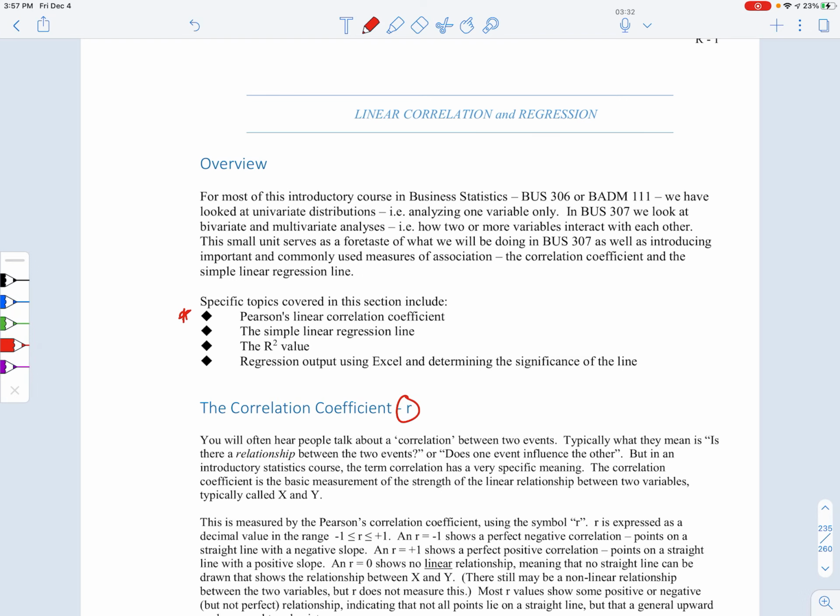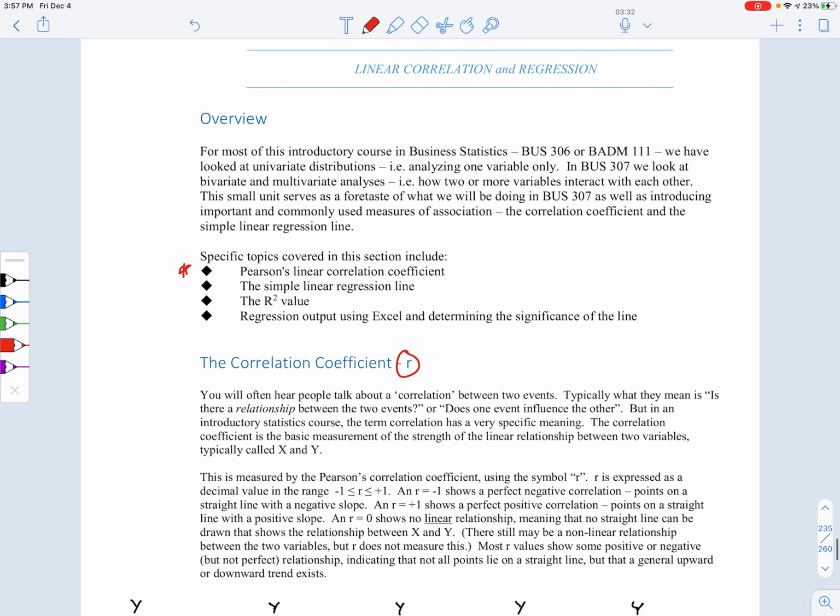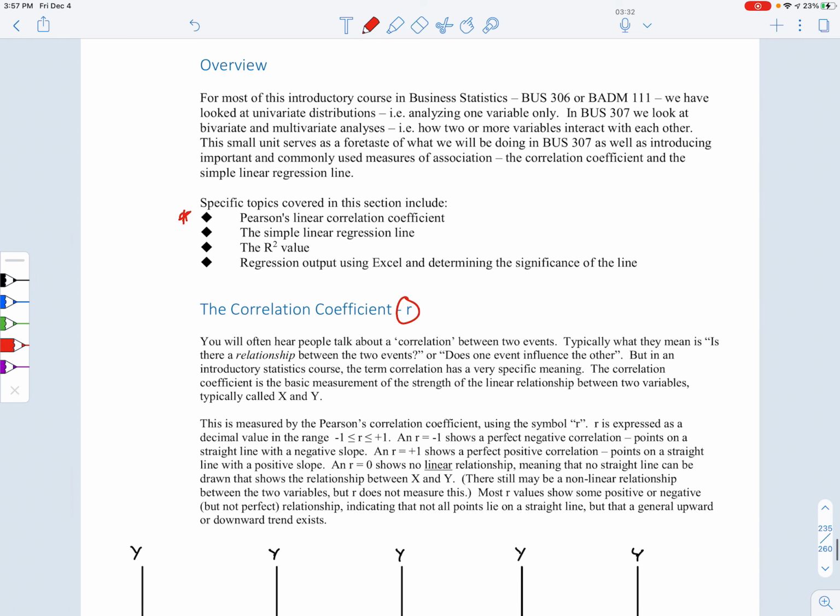Now let's talk about this thing called the correlation coefficient R. This is something which is similar to X bar. X bar was a sample mean. S was a sample standard deviation. P bar was a sample proportion. R is a sample correlation coefficient. And we will use that in Business 307 to test something called Rho, which is the population correlation coefficient. You don't have to worry about that in this course.